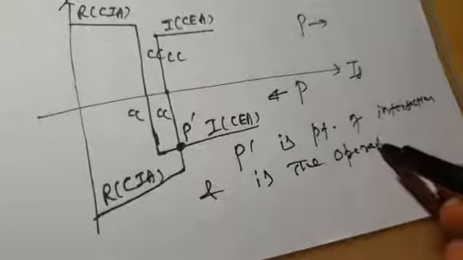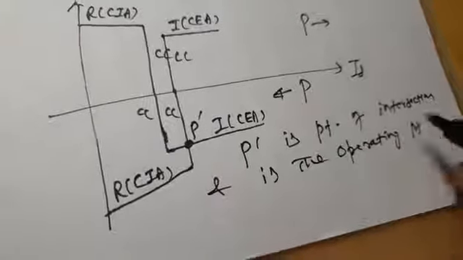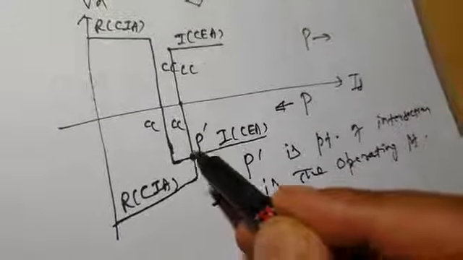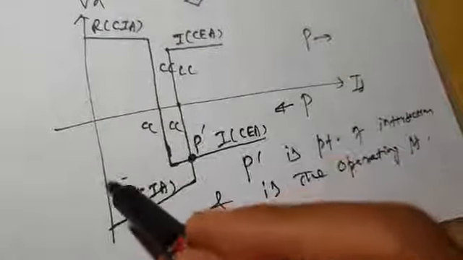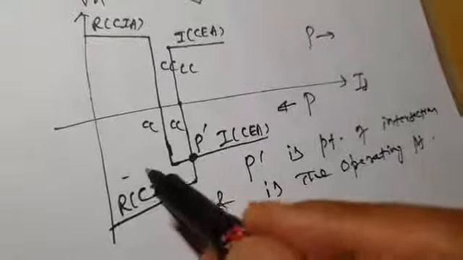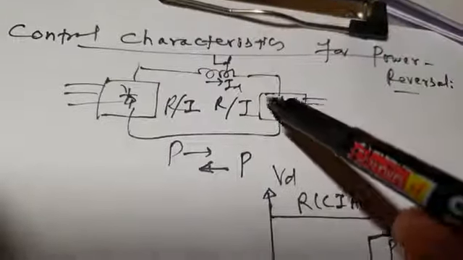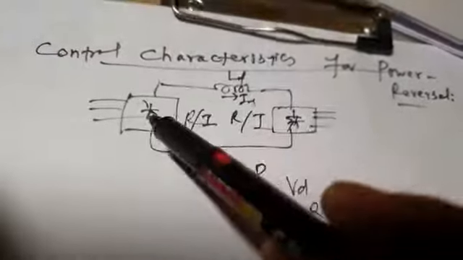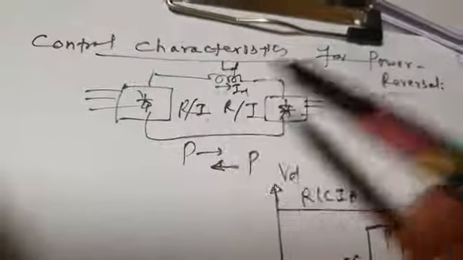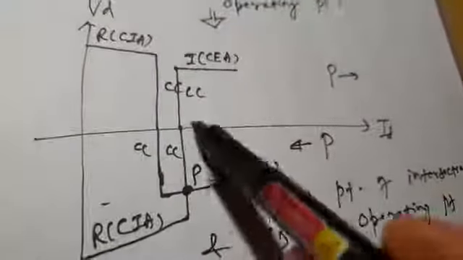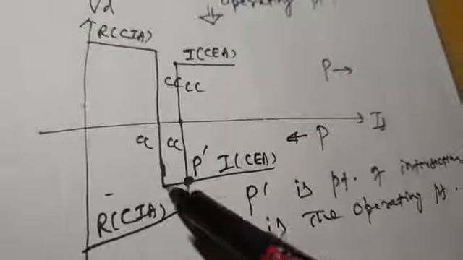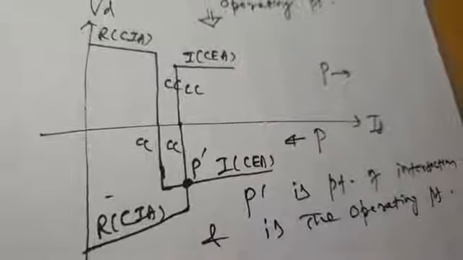So therefore your HVDC link will operate at this point. Corresponding to this point, this is the current in the link and this is the voltage in the link, negative voltage, because this converter is now operating in inversion mode and this converter is operating in rectification mode. So polarity of voltage has reversed. Current direction remains same, positive, but the polarity of voltage is reversed.